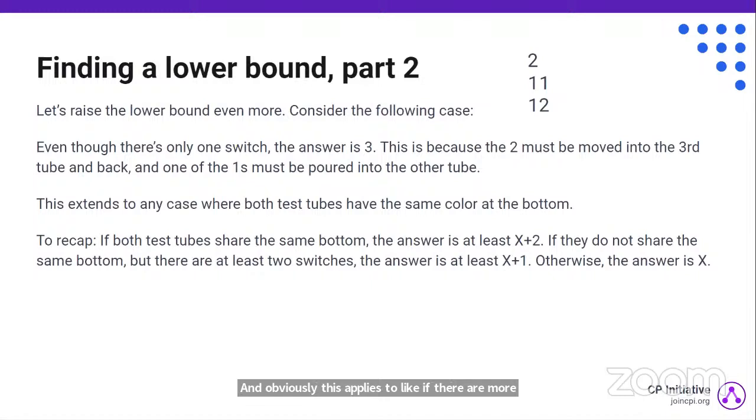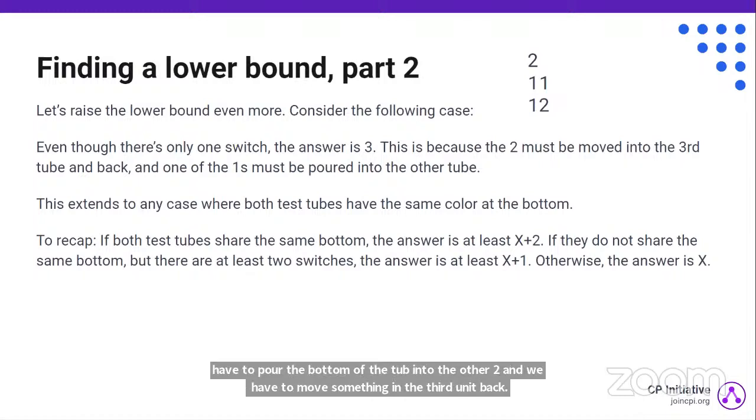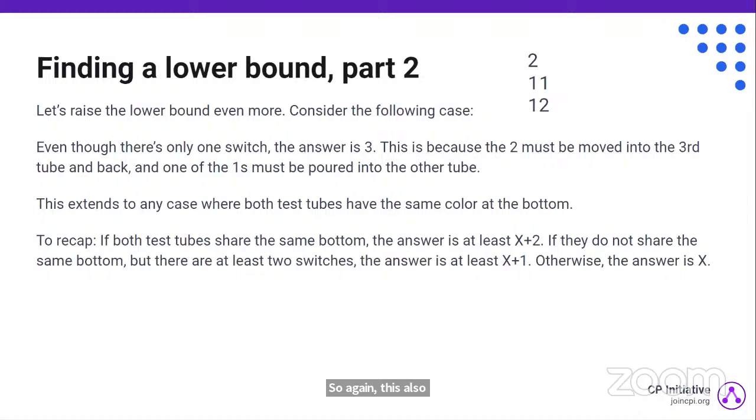And then we can actually raise this lower bound a little bit higher. Consider the following case, right? 2, 1, 1, and 1, 2. Even though there's only 1 switch, the answer is 3, which, as you might notice, is actually 2 higher than the number of switches, not 1. This is because not only do I have to move the 2 into the third beaker, but we also have to move one of the 1s into the other tube, right? We have to pour the bottom of the tube into the other tube, and we have to move something into the third tube and back. So again, this also extends to any case where both test tubes have the same color at the bottom, because no matter what, the color at the bottom is going to have to be poured out, and there's going to be some color on the top that has to go into the third test tube, right?